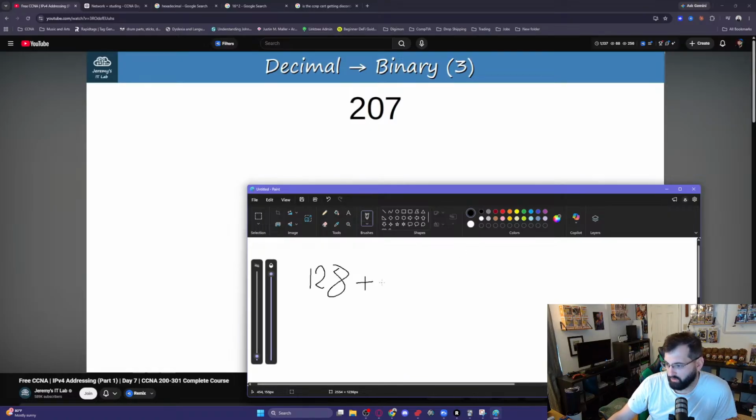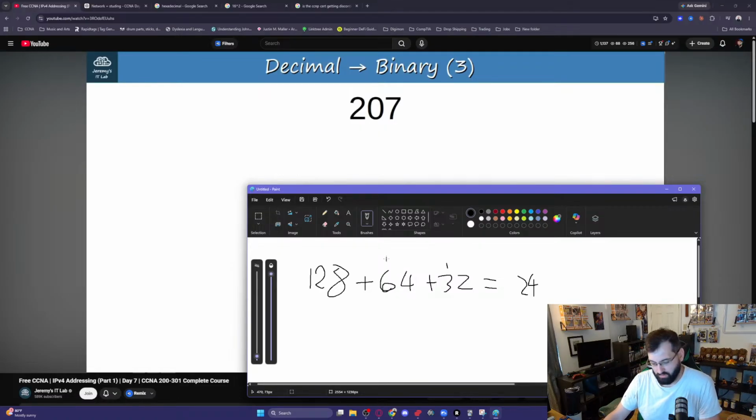128 plus 64. And I'm going to go out on a limb here and say that we're going to need 32 as well. So let's add those together. 8 and 2 is 10. That's 14. Carry the 1. That's 2 and 3 is 5. That's 6. 6 and 6 is 12. Carry the 1, which is over here. Okay, so we don't need the 32. We just need the 128. Okay.